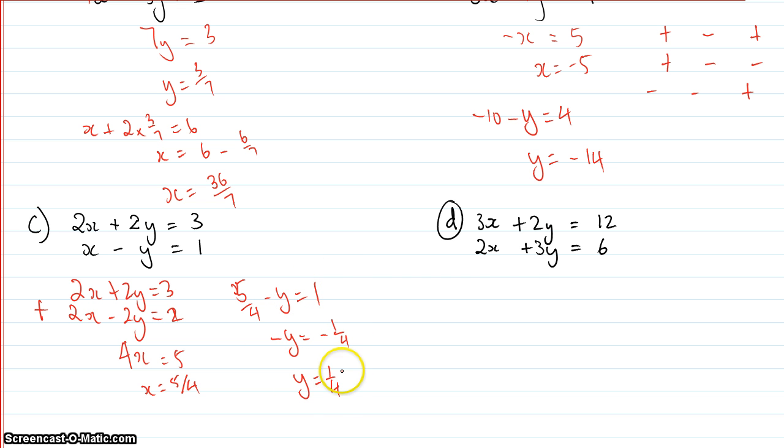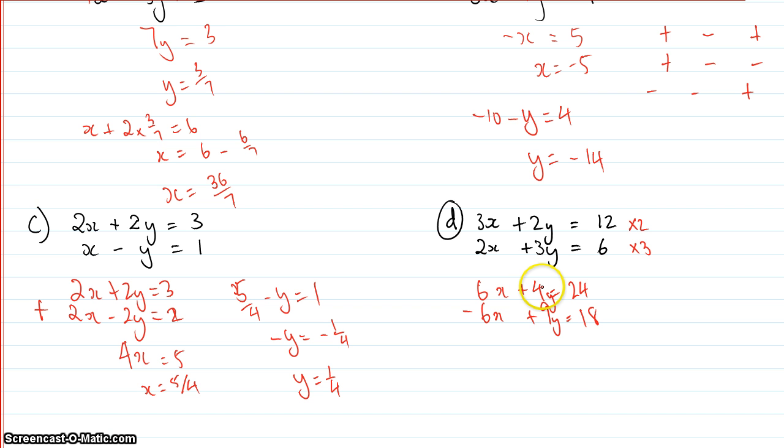Now the last one I'm going to do, have a look at these numbers. Unfortunately, they're not the same. So I actually have to multiply both equations by a certain number to get the same number for either y or x. You kind of need to use your lowest common multiple skills here. So I'm going to multiply this one by 2 and this one by 3 to get the x's the same. So that becomes, I'll do it down here, 6x plus 4y equals 24, and 6x plus 9y equals 18.